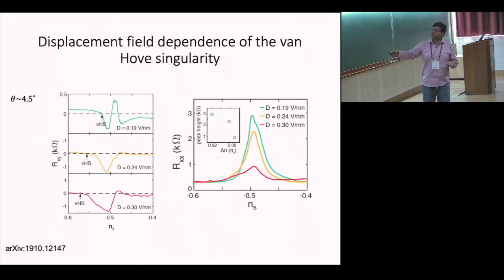So if we look at the Hall effect, then the Hall effect has a change of sign at this Lifshitz transition. And so at different values of this electric field, we can pinpoint where that sign change happens in the Hall effect. And so we can track, and essentially it tracks theory reasonably well for what's expected.